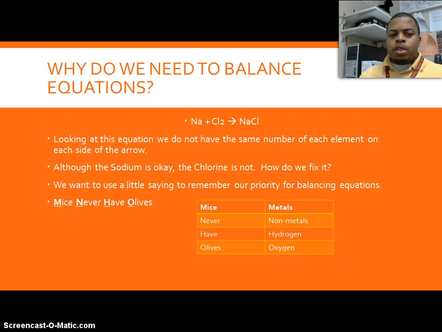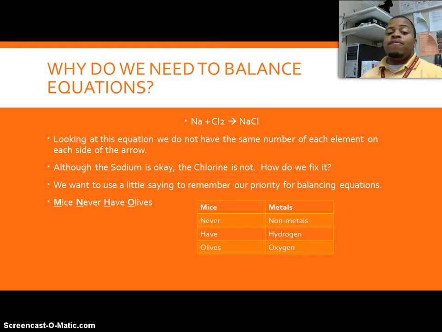So here we go. Now, why do we need to balance the equations? If we look at the equation given to us, we have sodium plus chlorine gas yields sodium chloride. Now, if we have these elements as they are, we don't have the same amount on both sides. And we just said in our law of conservation of matter that we need to have the same amount of each element on both sides at the beginning and at the end. So, although we have sodium being okay, chlorine is not.